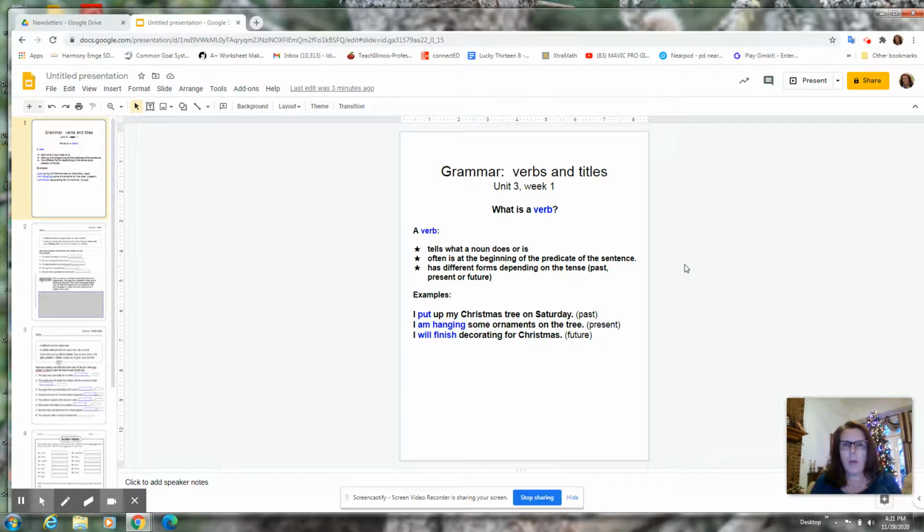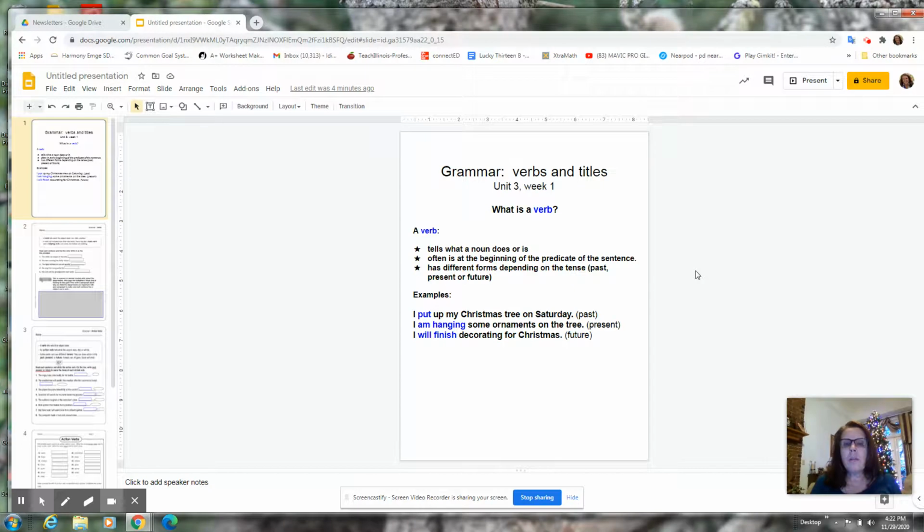And I know you've heard that word before, and you probably can tell me that a verb is an action word. It's the part of the sentence that tells the action, what the subject is doing, or what the subject is. So that's a little bit of a definition of what a verb is. It tells what a noun does or is. It often is at the beginning of the predicate of the sentence, which is what we talked about last week. I believe so, a week and a half ago.